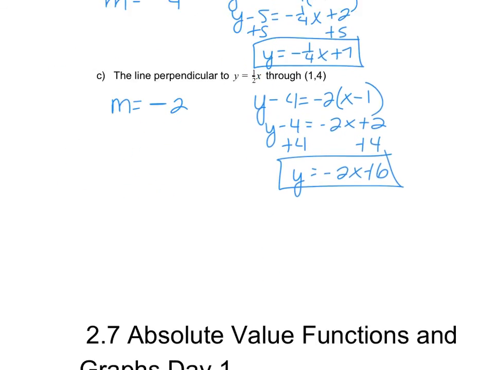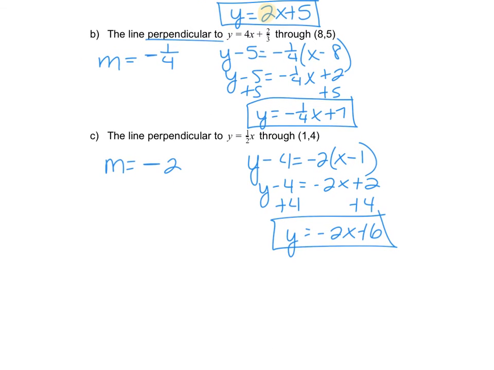Alrighty, and that is it for that section.